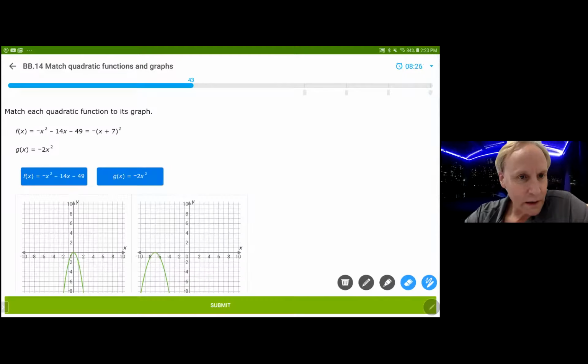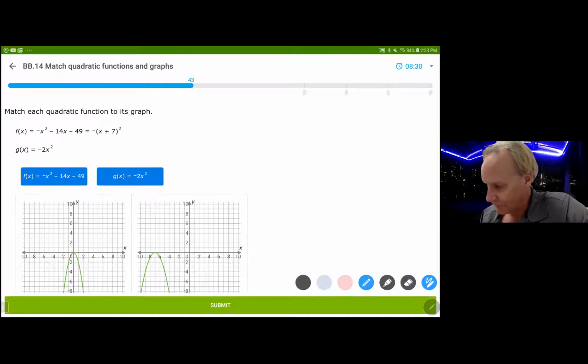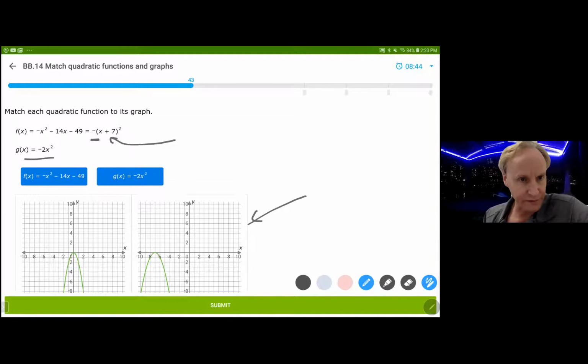Okay. All right, now this one, a couple of things are happening. First of all, it's going to go down. Second of all, it's going to have a vertex at -7. Well, clearly it's this one over here on the right. This one is down and steeper and going through 0, 0. And clearly it's the one on the left.